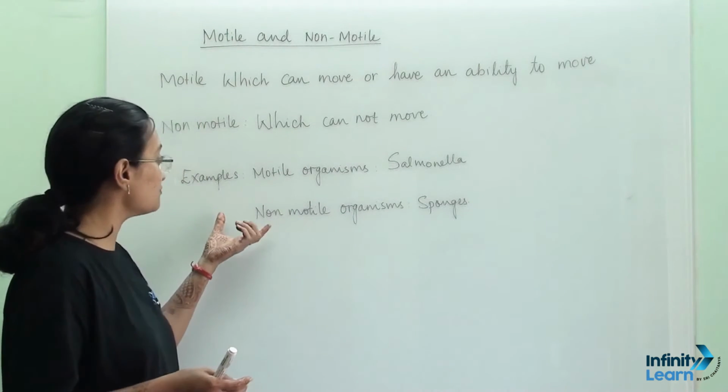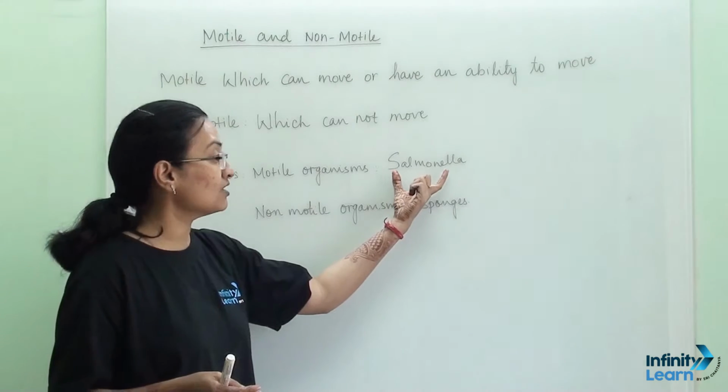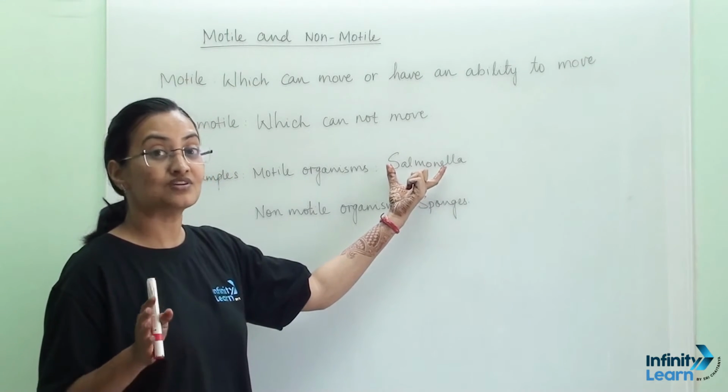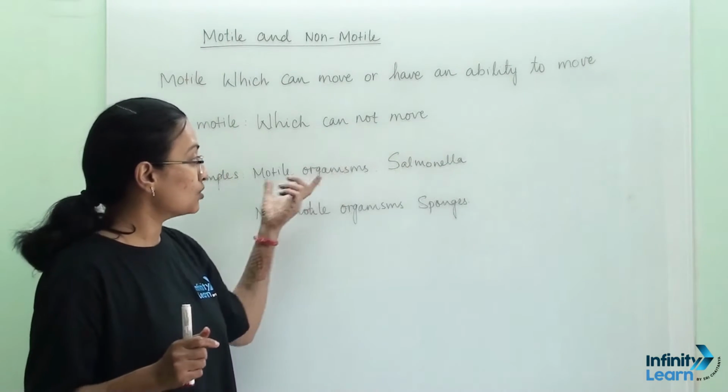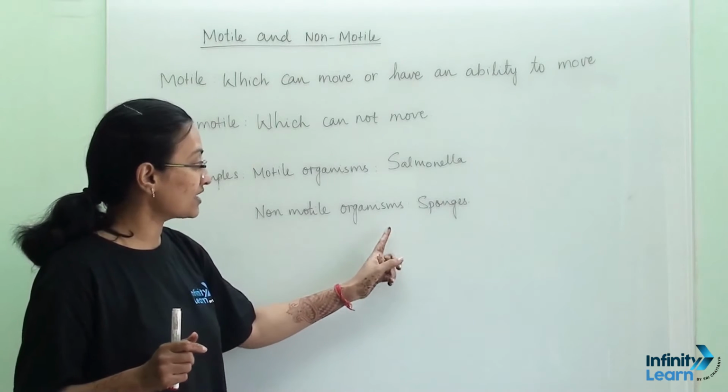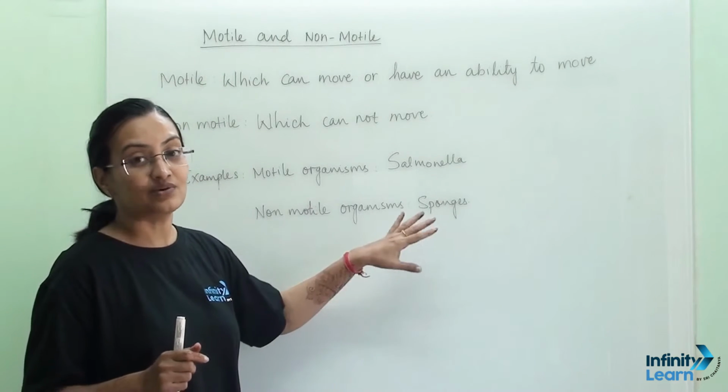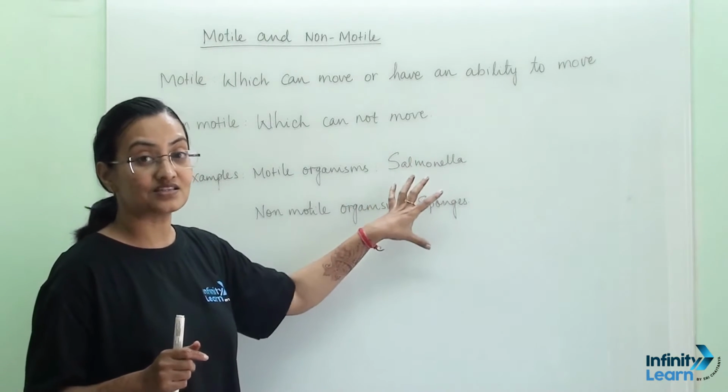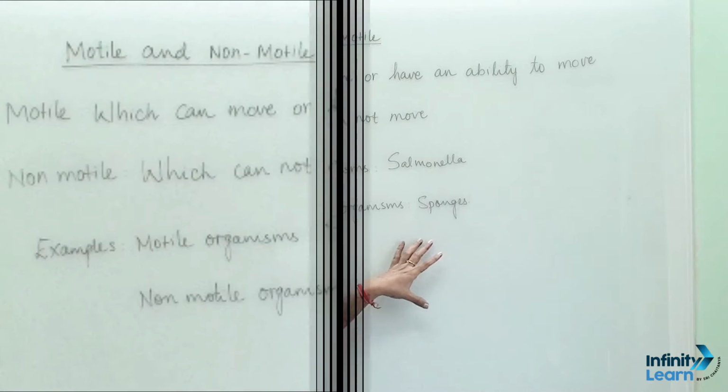Now an example of motile organisms is one of the bacteria named Salmonella bacteria. They are motile organisms, whereas non-motile organisms are sponges. Now let us get into the detail and understand what these organisms are.